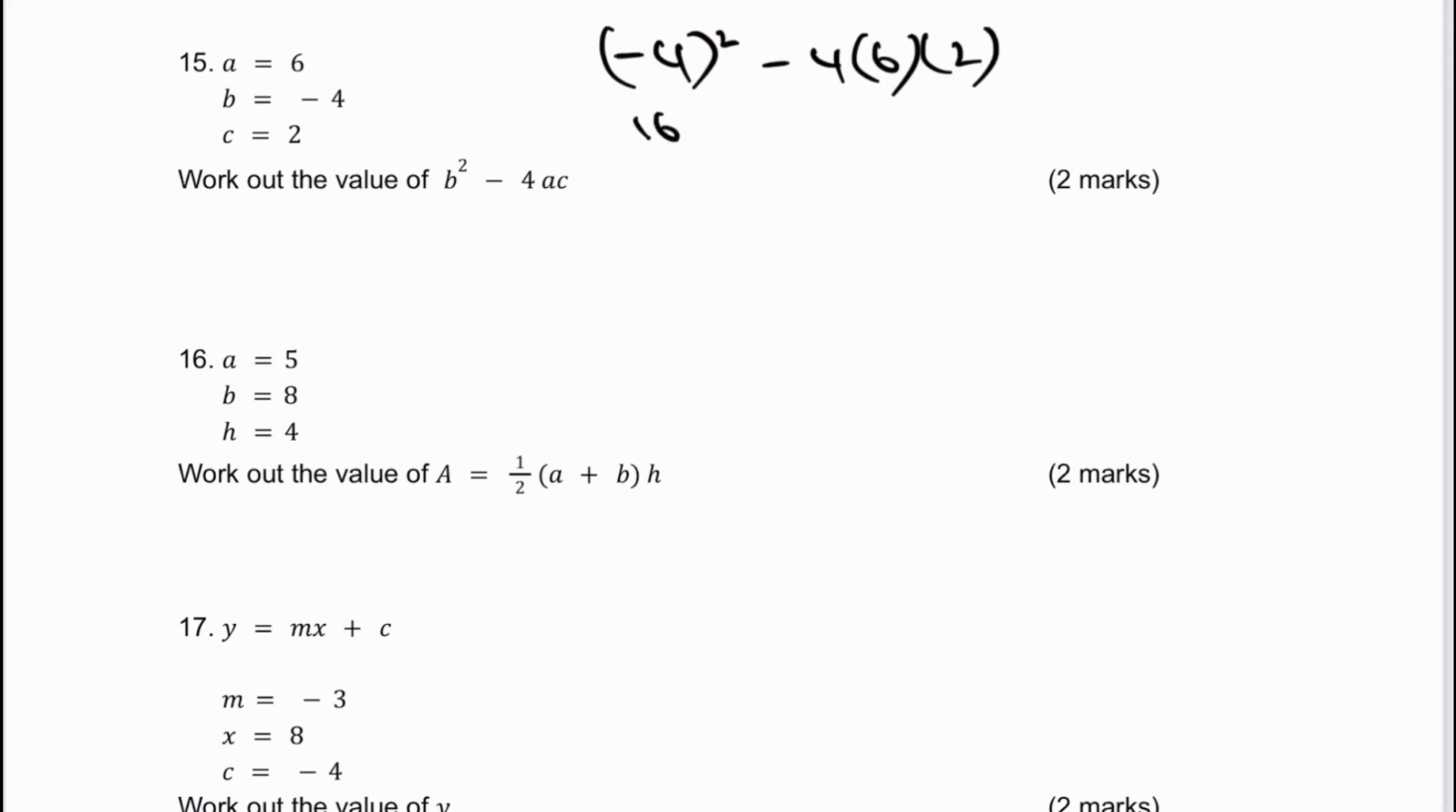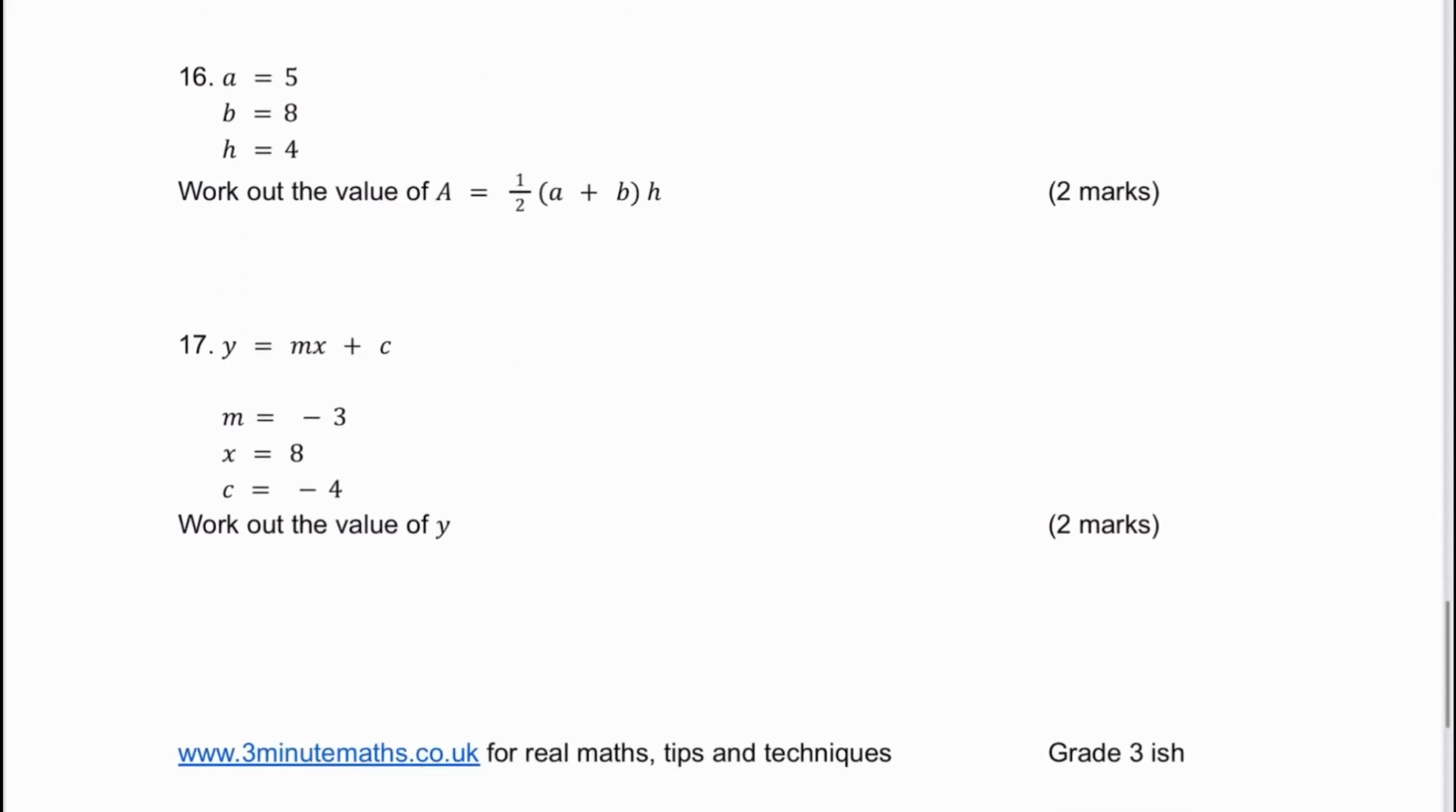And then I've got minus 4 times 12 is going to be minus 48. Okay, and that's going to give us a value then of minus 32. Okay, so hopefully that's okay for you. Again, be very careful about these negative numbers. All right, let's have a look at number 16.